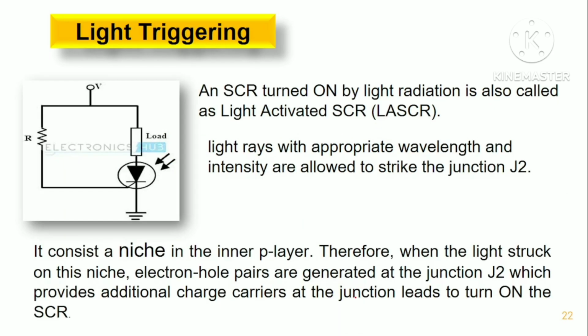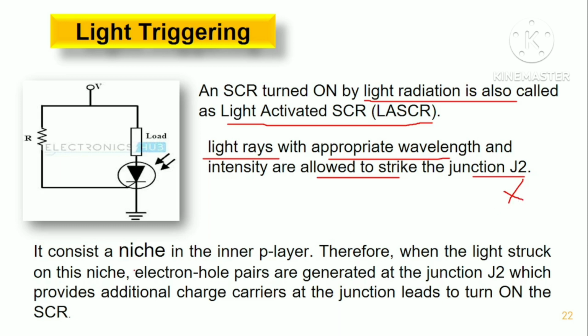And the fourth method is called light triggering. Here light radiation is used, and this is also called a light activated SCR. A light ray with the appropriate wavelength is allowed to strike at junction J2. Junction J2 then breaks down, and thereby current flows through the SCR.